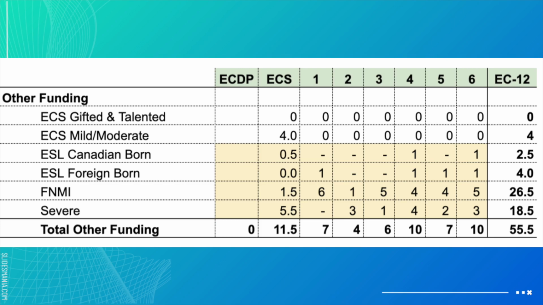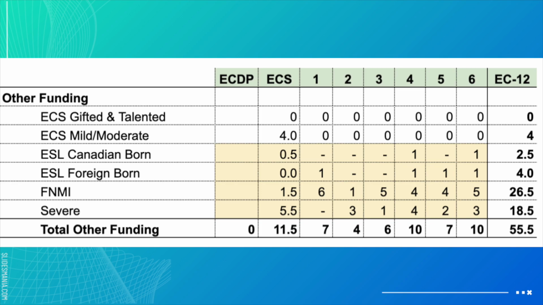The other funding which the school gets is in regards to English second language learning, First Nations, Métis, Inuit, and special needs students. And so I would have talked about this and all the formulas that they use to calculate the funds for this in my last session. So if you didn't get to hear it, please go back and listen to that, because you'll see how complex it is to calculate the amounts that you get for each of these.